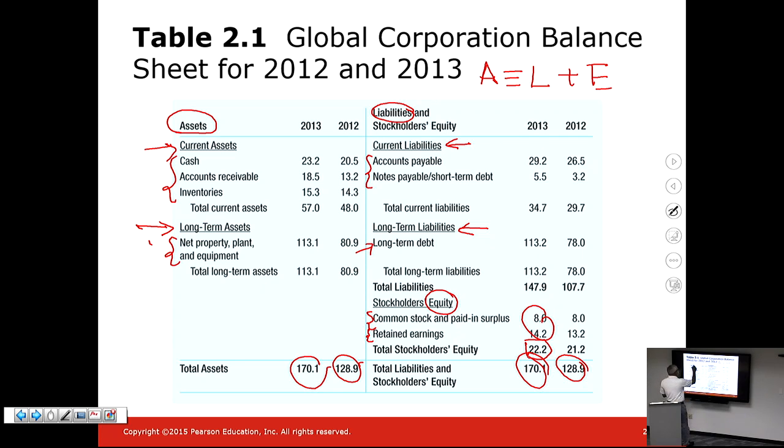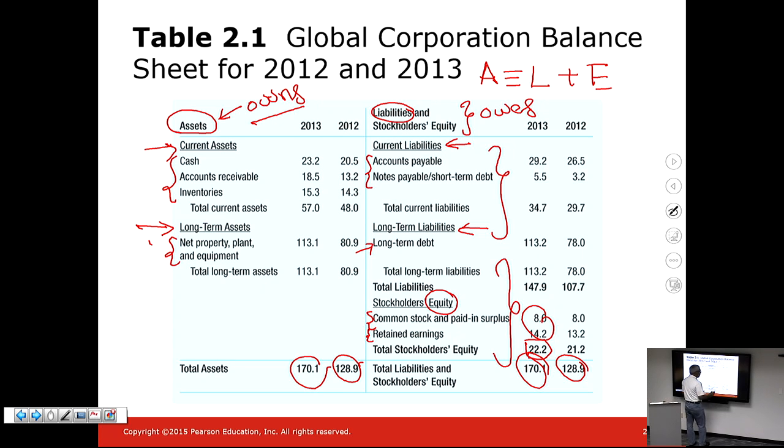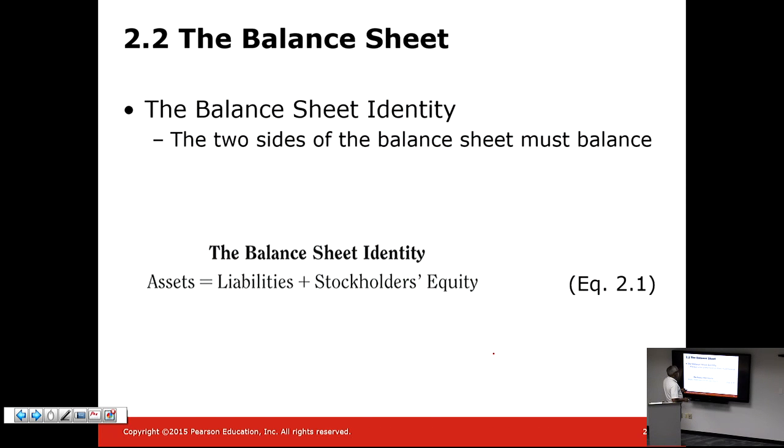So the assets indicate everything that the company owns. Liabilities and stockholder equity indicate everything that the company owes. It also tells us that what the company owns is essentially financed through short-term or long-term debt or stockholder equity. So that's another way in which you can view what the balance sheet is telling us.